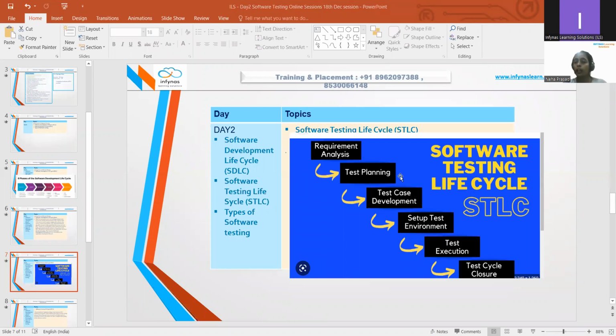Fine. Now let's move on. I see I have answered all the questions. So let's move on to the STLC. We are now going to study STLC, which is Software Testing Lifecycle. Okay, if you see this, the software testing life cycle has how many phases? 1, 2, 3, 4, 5, 6. Requirement analysis, test planning, test case development, test environment setup, test execution, and test cycle closure. Okay.